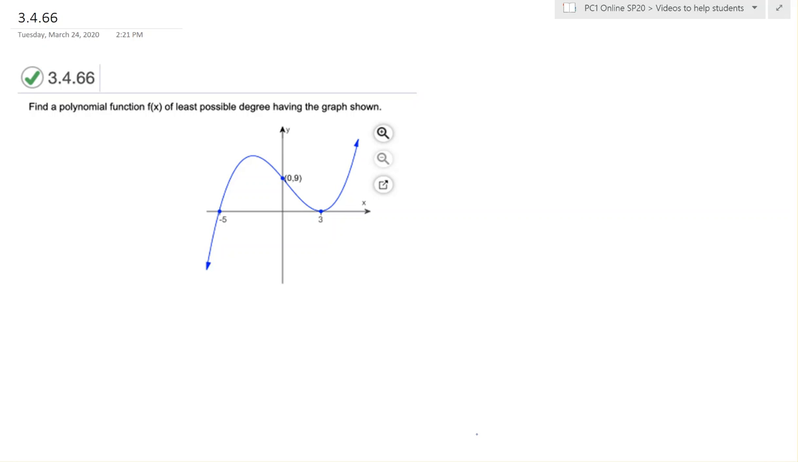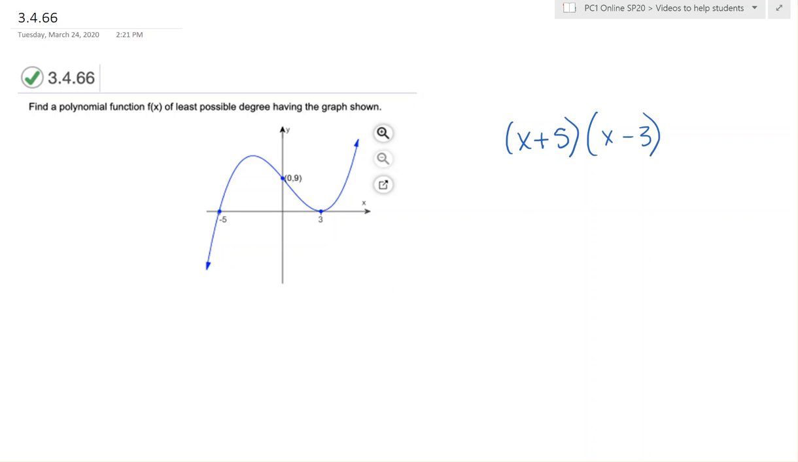Right, the question here is: find a polynomial of least possible degree having the shown graph. So if you have a zero of -5, that means you're going to have a factor of x minus -5, so it makes it a factor x plus 5. And you also have a zero of 3, so that factor will be x minus 3.